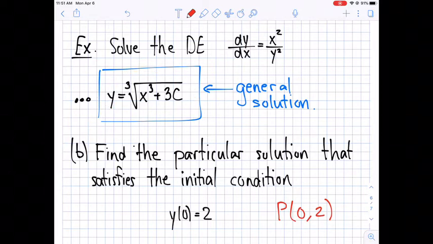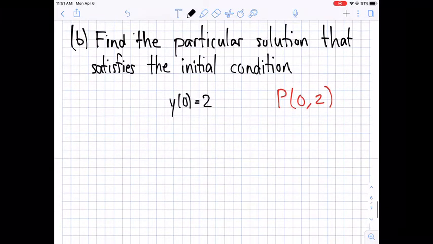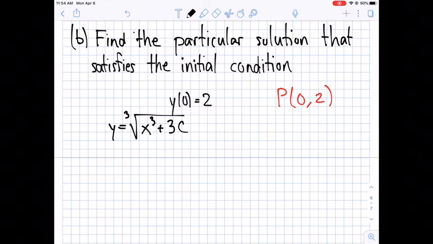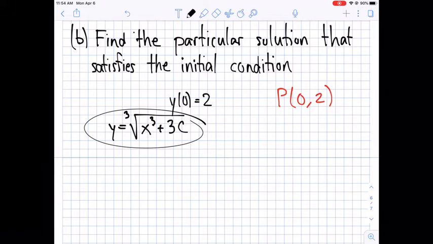Okay, so this process is always the same. We're going to now just go and figure out what is this constant c in our general solution, and we're going to do that using the point 0, 2. So we know our general solution is the third root of x to the 3 plus 3 times c. So it's tempting to just go right to this equation and plug in x equal to 0, y equal to 2, and solve for c. And that's doable, but it's definitely not the easiest way or the fastest way to go about it.